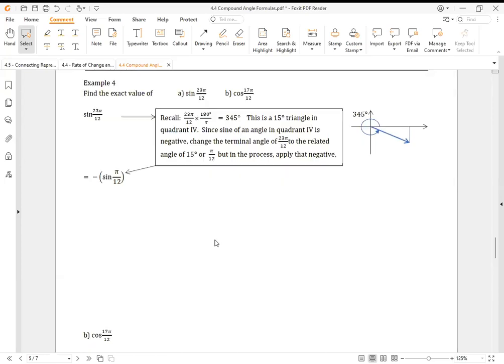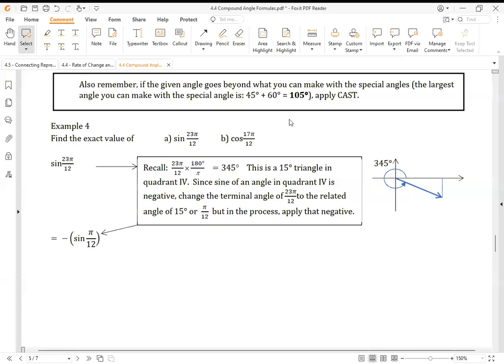Consider this. If given an angle that goes beyond what you can make with the special triangles, in other words, the largest angle we can make is 105 degrees, aka, what is it, 7 pi over 12? If there's an angle that's larger than 7 pi over 12, you might want to make it smaller so that this is a lot easier. For example, 23 pi over 12 is almost 24 pi over 12.